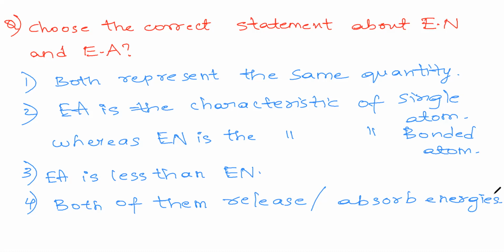So electron affinity is a characteristic of a single atom, whereas electronegativity is the tendency of an atom to gain an electron, to accept the shared pair of electrons. Shared pair of electrons means what? It is an already bonded atom. So the answer will be the second option. Electron affinity is the characteristic of a single atom, whereas electronegativity is a characteristic of a bonded atom.